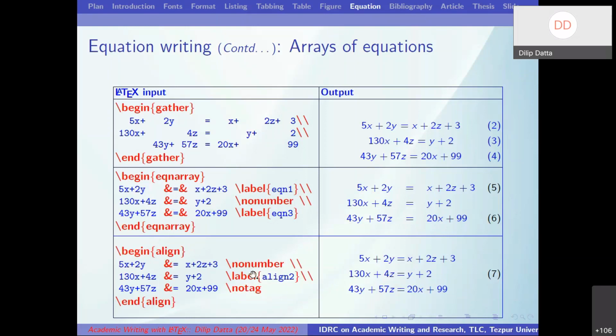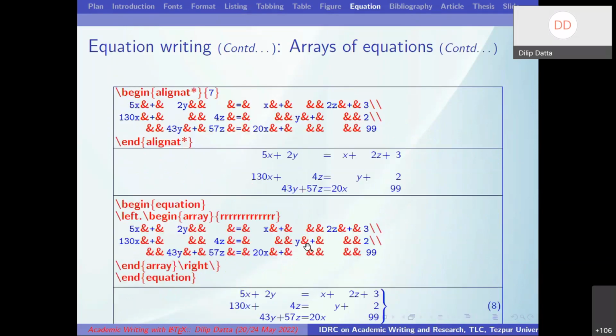Here also all equations will be numbered. So we can number them, or we can stop them by using the no number command or no tag command like that. Now if a set of equations needs to be aligned about more than one point, then we can use the alignat environment. Here the star form is used to prevent its numbering.